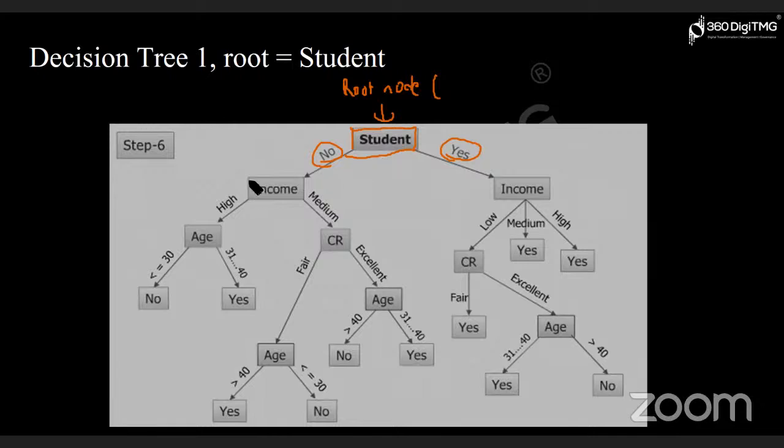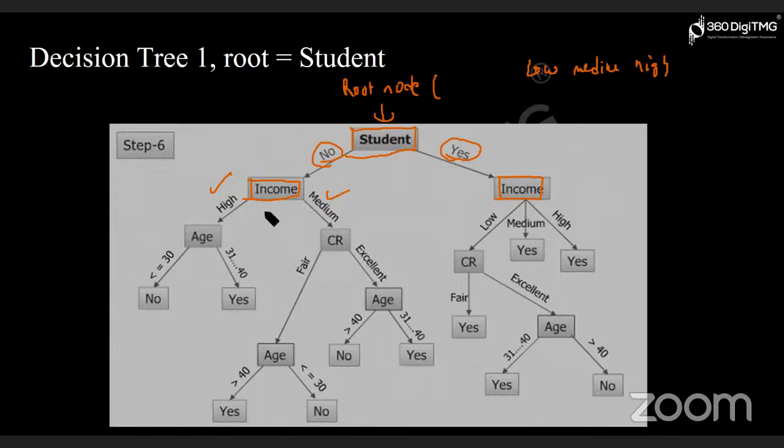The first branch we get is what we call income. With this income, you have 3 possible outputs: low, medium, and high. What this means is the salary can be low, medium, or high. But here we notice that when a person is not a student, their salary can only be high or medium.